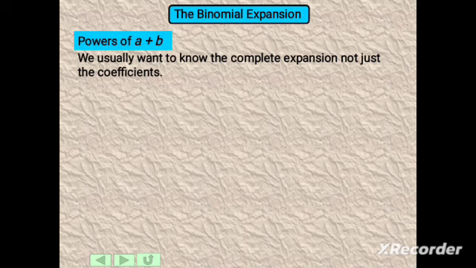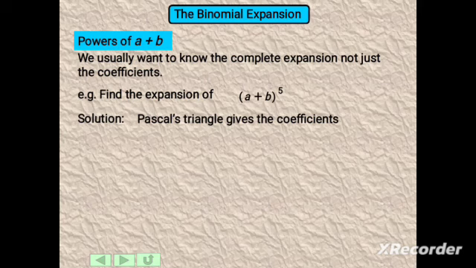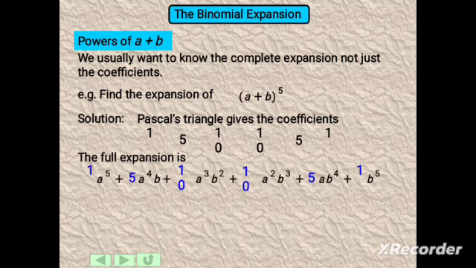So we usually want to know the complete expansion, not just the coefficients. For example, find the expansion of (a + b) raised to power 5. From Pascal's triangle, we can get the coefficients, which are 1, 5, 10, 10, 5, 1. Whereby the full expansion should be a raised to power 5 plus 5a raised to power 4 b plus 10a cubed b squared, and so on.